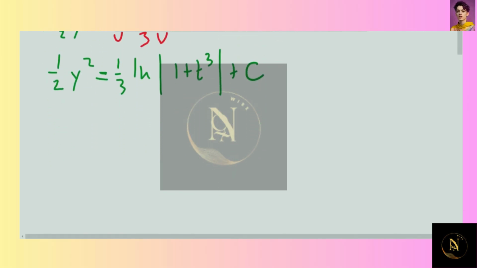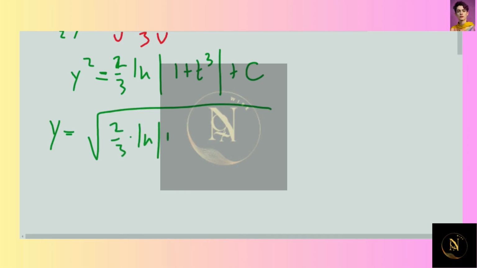From here, let's just solve for y. So we can multiply by 2 and get 2/3, and then we can just take the square root. So y is equal to the square root of 2/3 the natural log of 1 plus t cubed plus c.